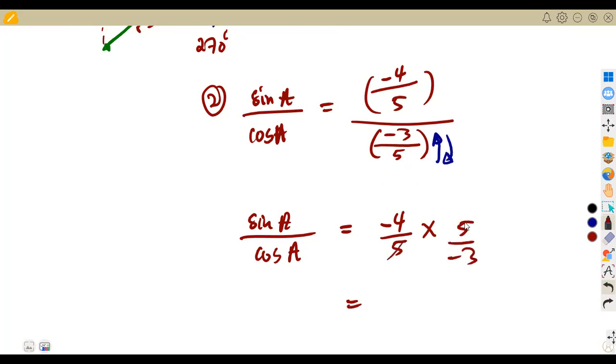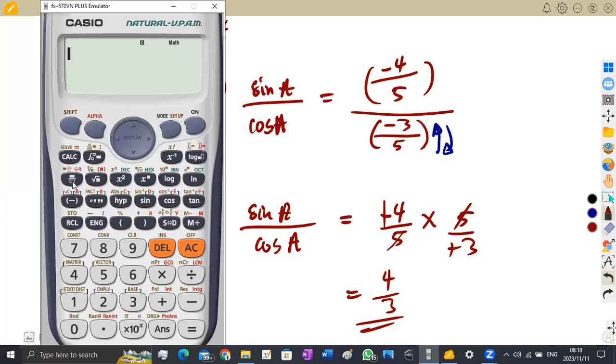As you can see, the 5s will cancel, and you remain with 4/3. Or you can just use your calculator to simplify this value. Open a bracket, write -4/5, close the bracket, divide by, open a bracket, -3/5, then close your bracket. You're going to obtain 4/3.